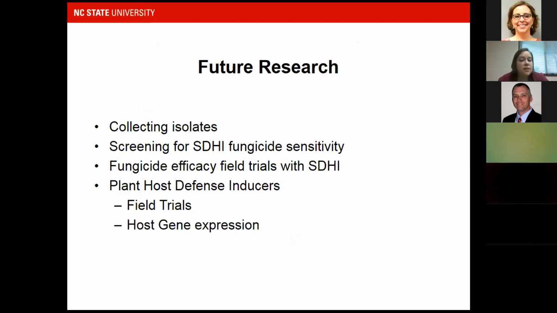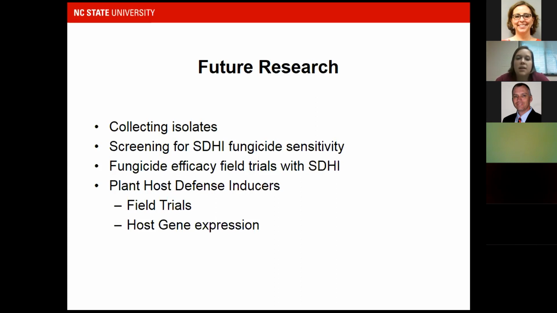So what else are we continuing to do for future research? We are collecting a bunch of isolates. So we would like it if you see boxwood blight or find a lot of it to send us your plant samples, because that way we can isolate the fungus from those samples, and we can use it for some of our future work. So Sarah has a graduate student who's screening for SDHI fungicide sensitivity, since a lot of SDHI fungicides, those FRAC group 7, are used to control boxwood blight.